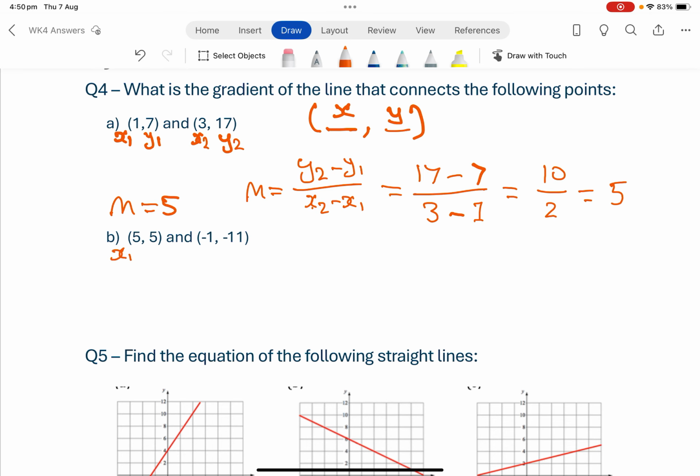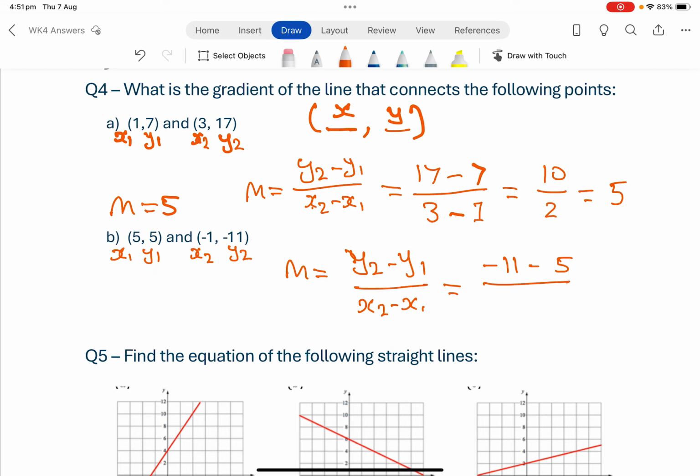Same process with this second one, x1, y1, x2, y2. Same formula. Only thing that's a little bit harder this time is we've got some negatives. So y2 is actually going to be -11. And we still have that minus in our formula, minus y1, which is 5, over x2, so -1 minus 5. -11 minus 5, well, that's -16. -1 minus 5, well, that's -6.